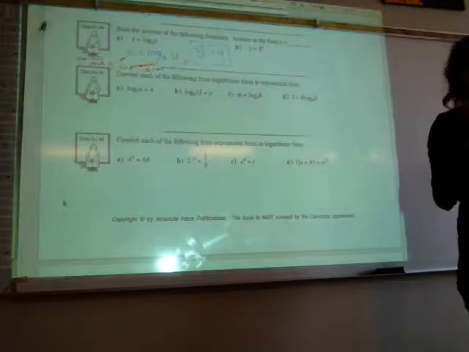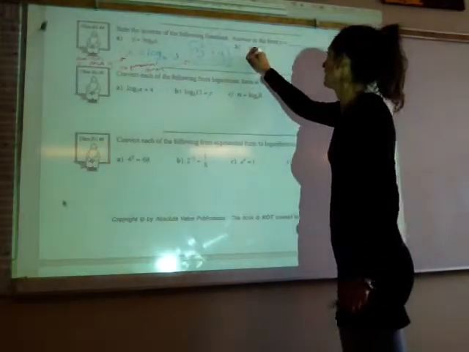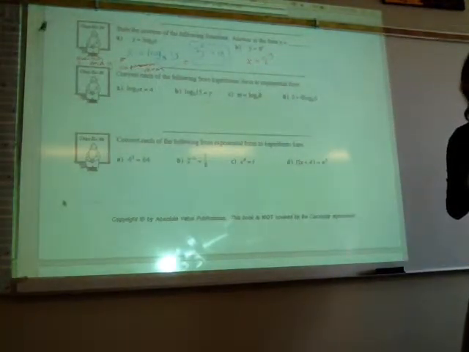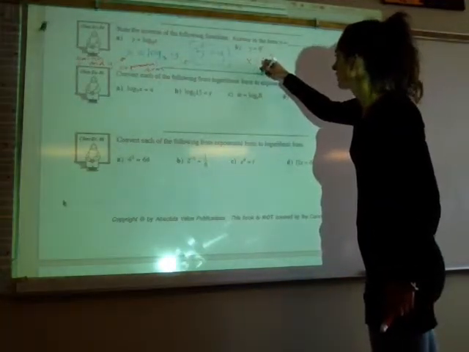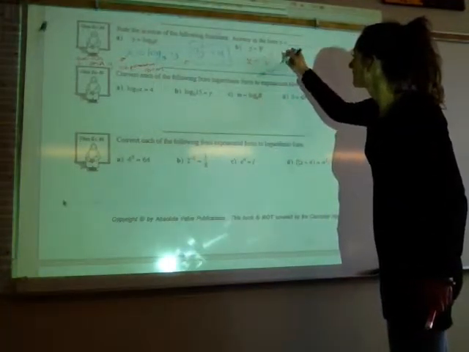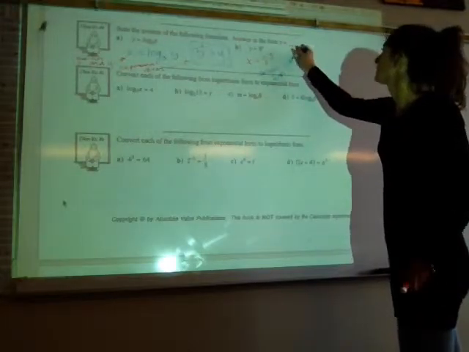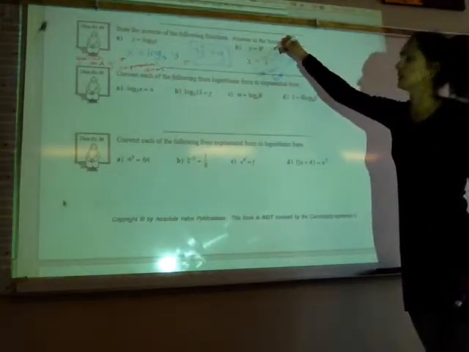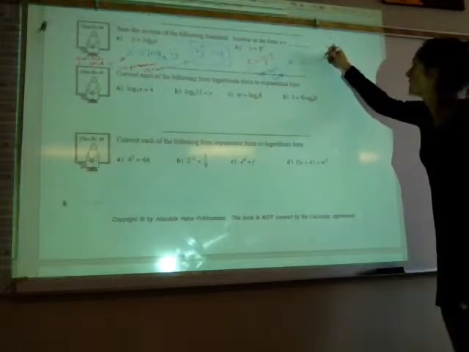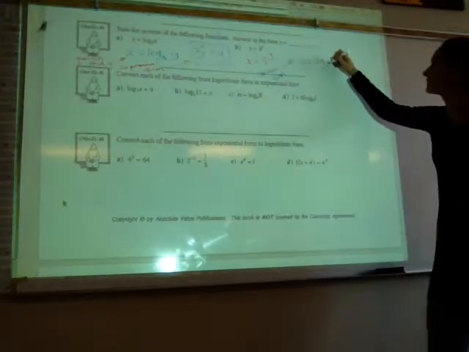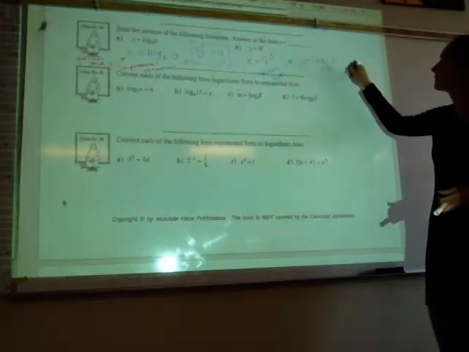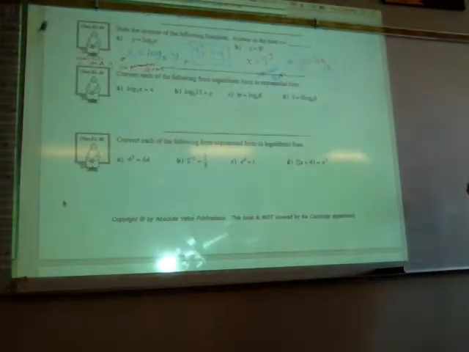Okay, next one, we have to switch the x and y again, because we got to take the inverse. So we get x equals 8 to the power of y. And then we've got to go from exponential form to logarithmic form. So we know we need to have a y equals, and that's going to be your exponent. And that's going to be equal to log of the base 8 with argument x.